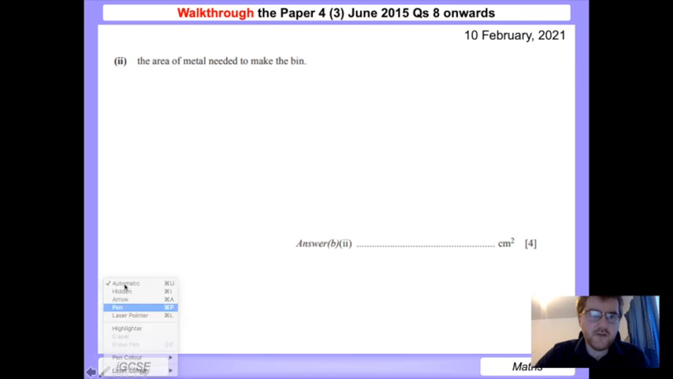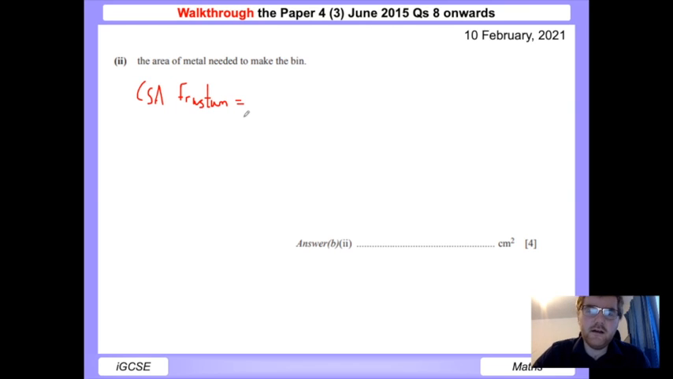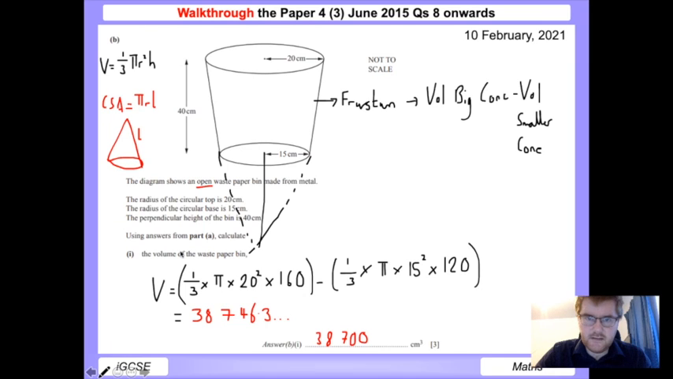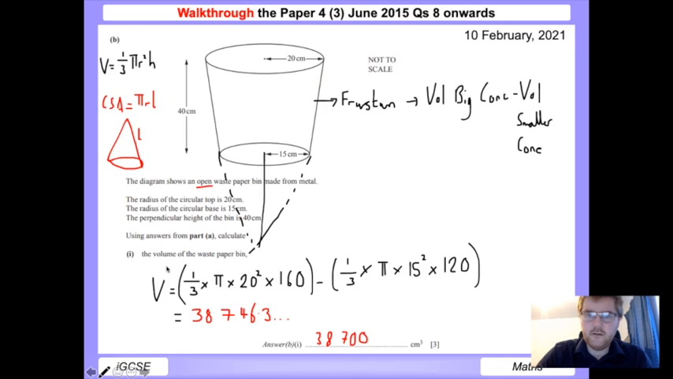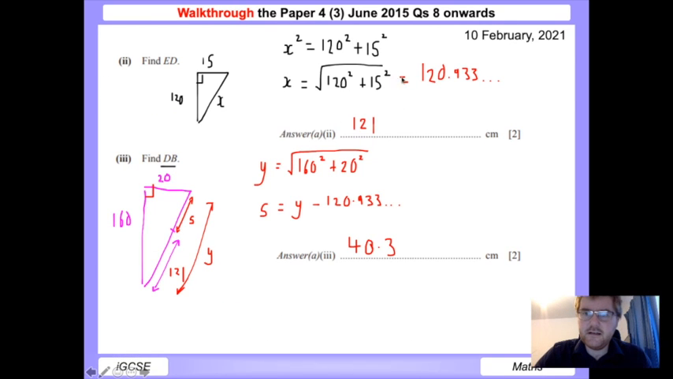So let's start with the curved surface area of the frustum. I always forget if there's an R in there. Someone maybe can correct me in the comments. So we're going to do pi RL of the bigger one. So that's going to be pi times 20 times L, and L was this calculation here.